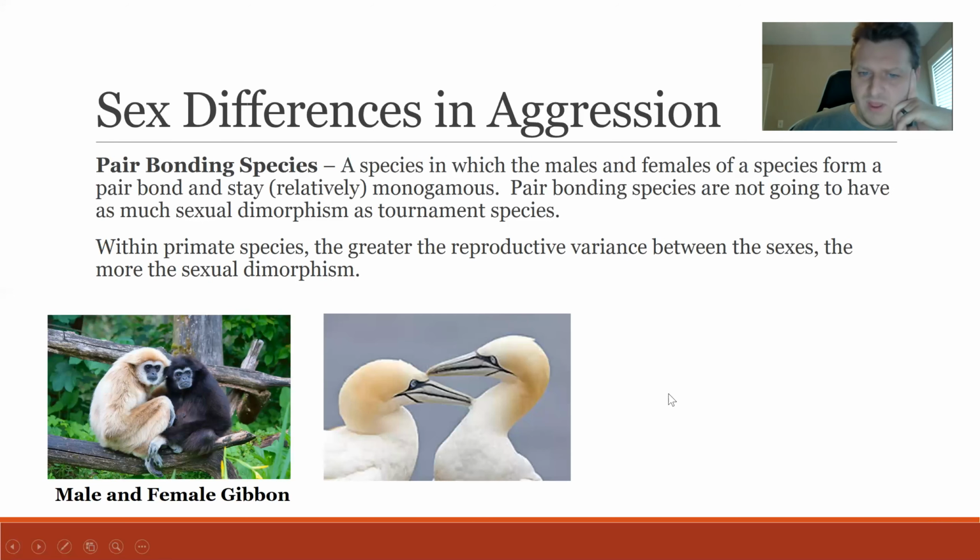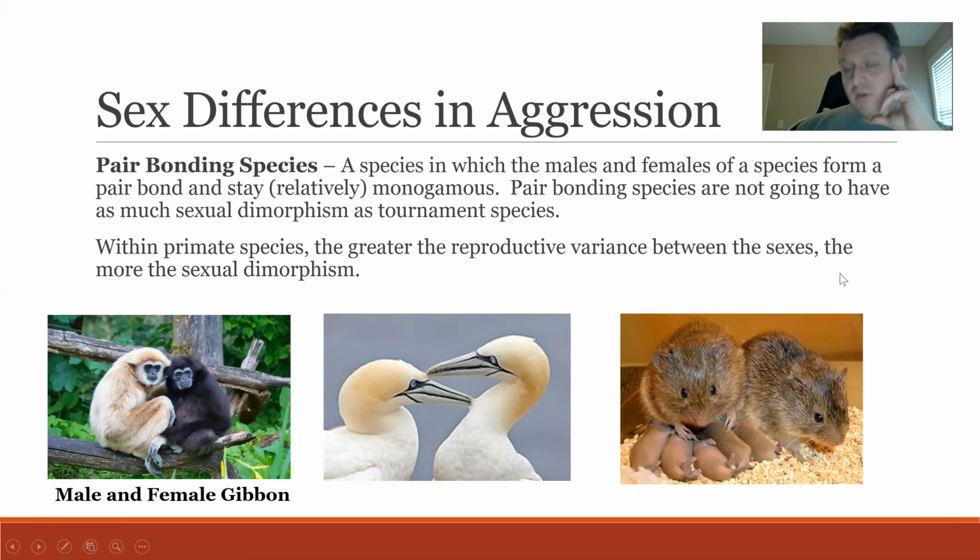All right, you can see many examples of pair bonding species. All right. Here are some gnats. Which one's the male, which one's the female? I don't know. They look exactly the same. All right. No sexual dimorphism, or very little sexual dimorphism. Evidence of a pair bonded species, we don't see an increased amount of aggression in male gnats.